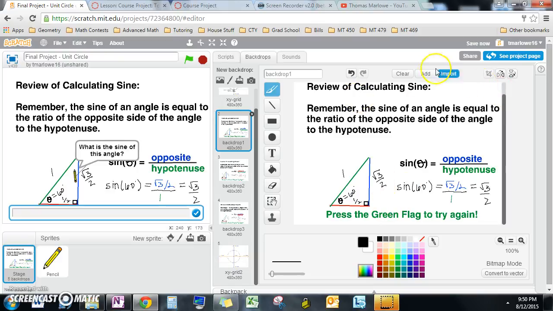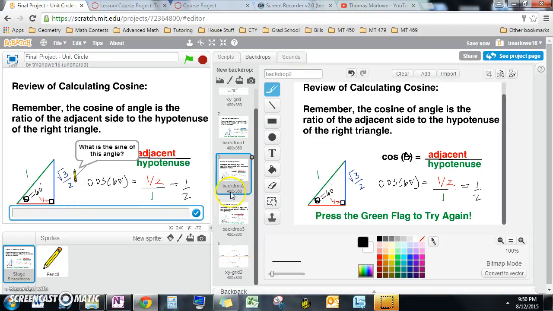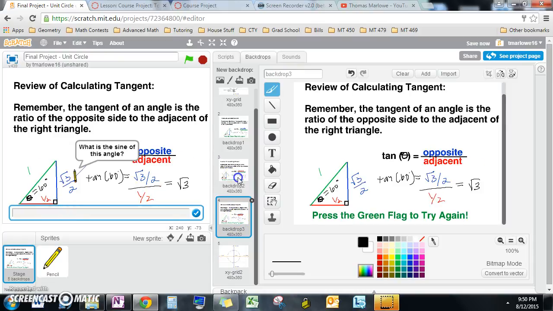And then they can press the green flag and start the whole process over. Same thing for cosine, same thing for tangent. You can modify these any way you want, just something so that the student can figure out what the correct way to do it is, and maybe see what they did wrong to begin with.